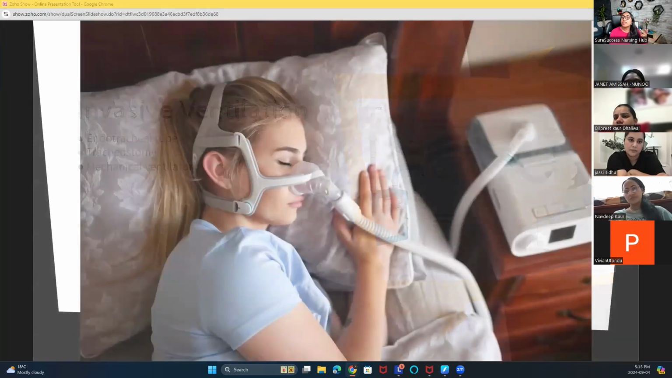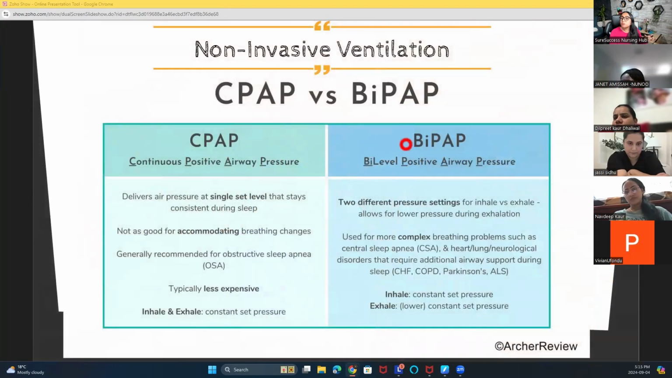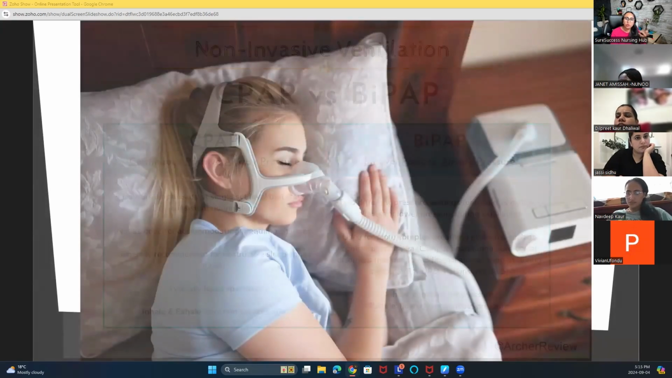BiPAP means bi-level positive airway pressure. CPAP is very cheap, because most people can afford CPAP. BiPAP is a little bit fancy, nothing else. The only thing is that it has two kinds of pressure, two different pressure settings. When the patient is inhaling, it is a different pressure. When the patient is exhaling, it is a different pressure. But it looks the same. So this is the difference between CPAP and BiPAP. It looks like this machine.